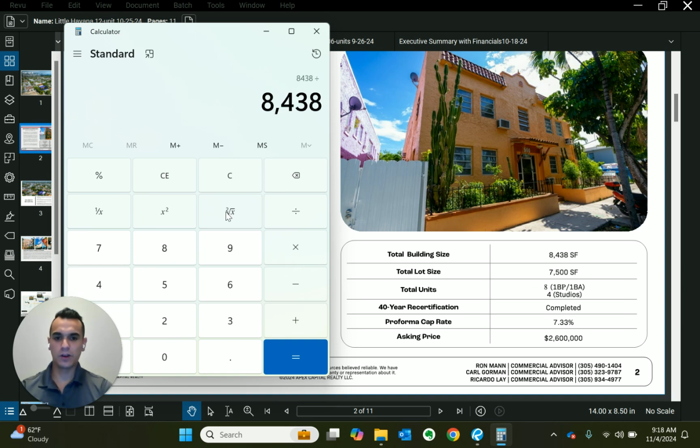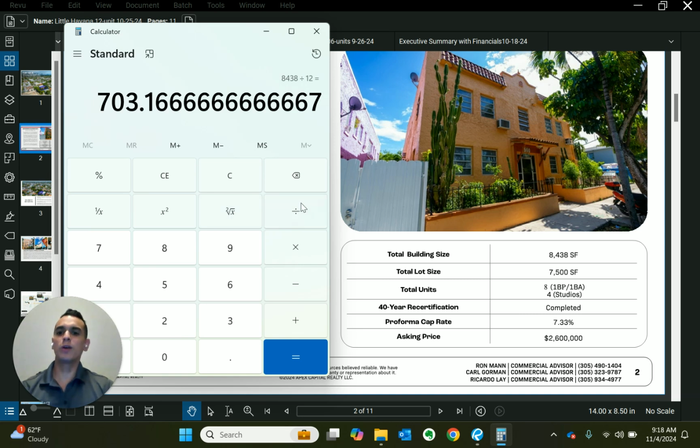And then I'm going to divide it by the number of units, which is 12. So we have an average unit size of 703. So even if the one bedrooms are on the smaller side and the studios are the larger side, let's just say they're the same size, 703 is not exactly spacious. I think that's at least standard, if not a little small.